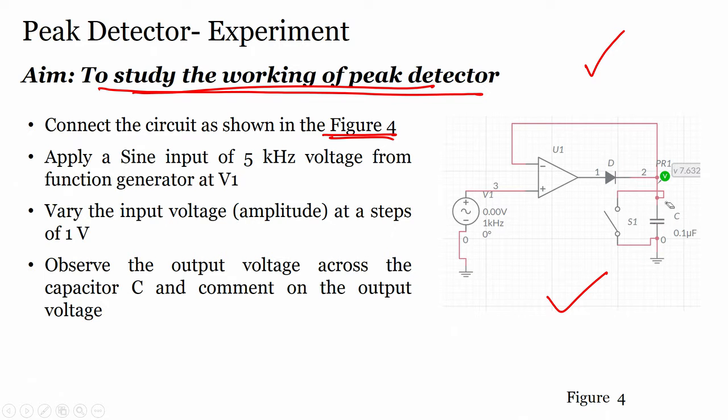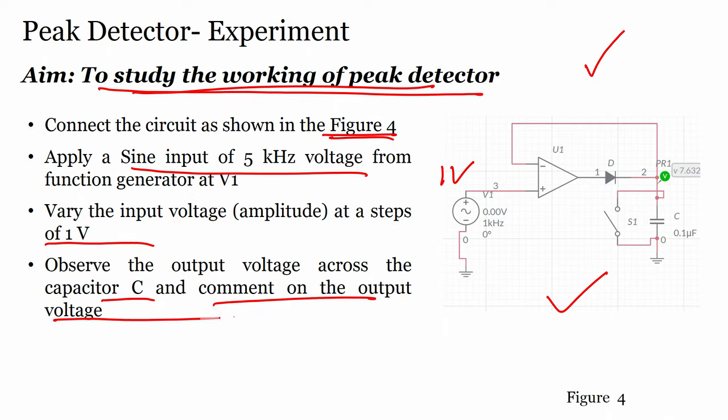So, that is just a switch. Apply a sine wave input of 5 volts, 5 kilohertz voltage from the generator at V1. I think we have to apply 5 kilohertz at the input signal, and we can vary the voltage in steps of 1 volt. Observe the output across the capacitor C and comment on the output voltage.